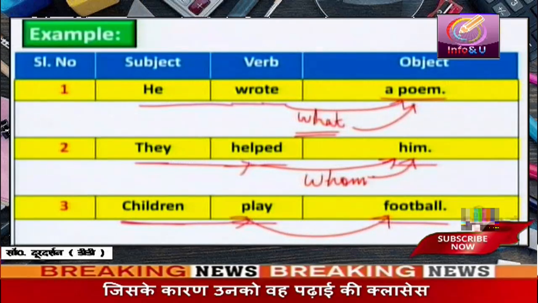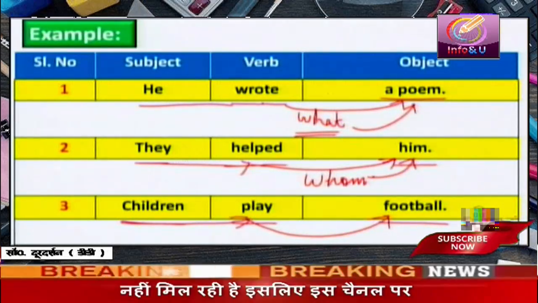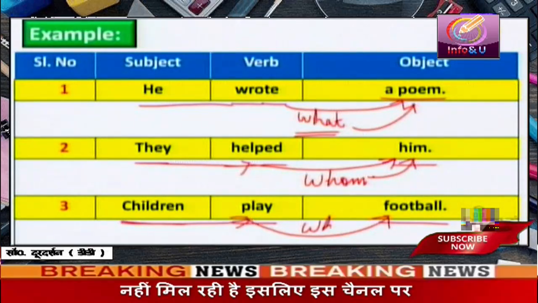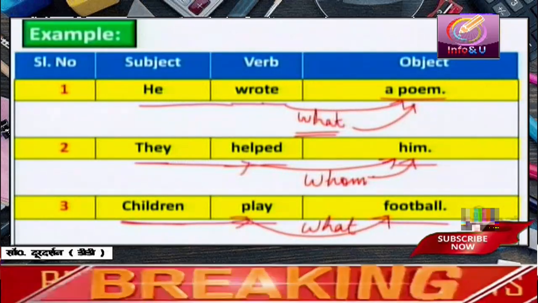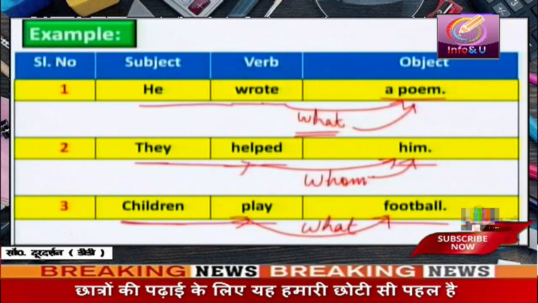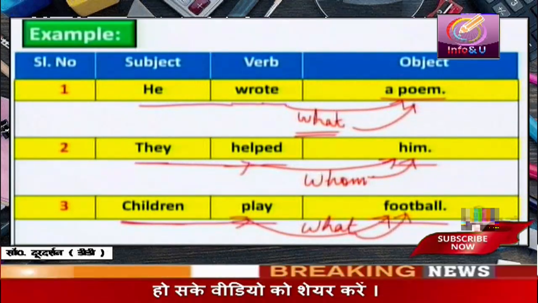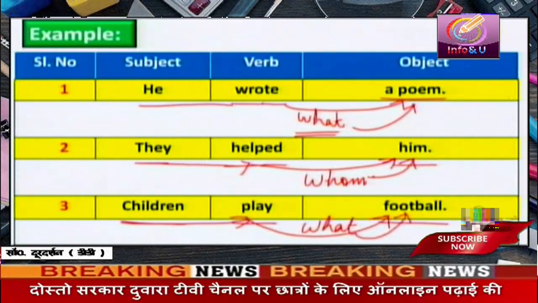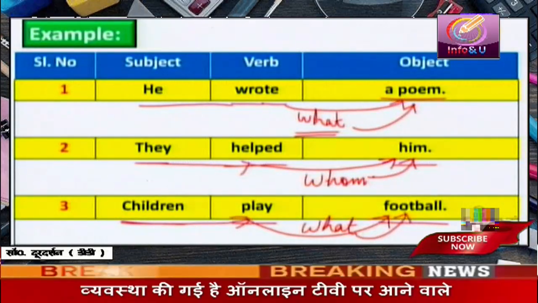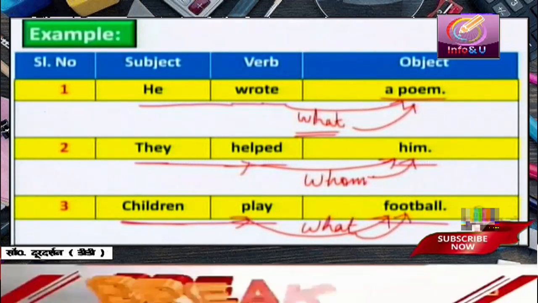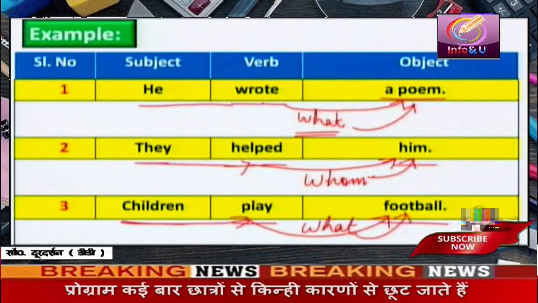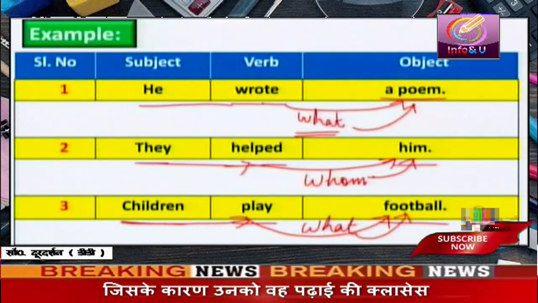Or if I ask, children play what? You will get the answer in this column. Children play what? Football. So, you get the answer of what? That means this action play is transitive verb. Always remember, a transitive verb is always followed by an object.